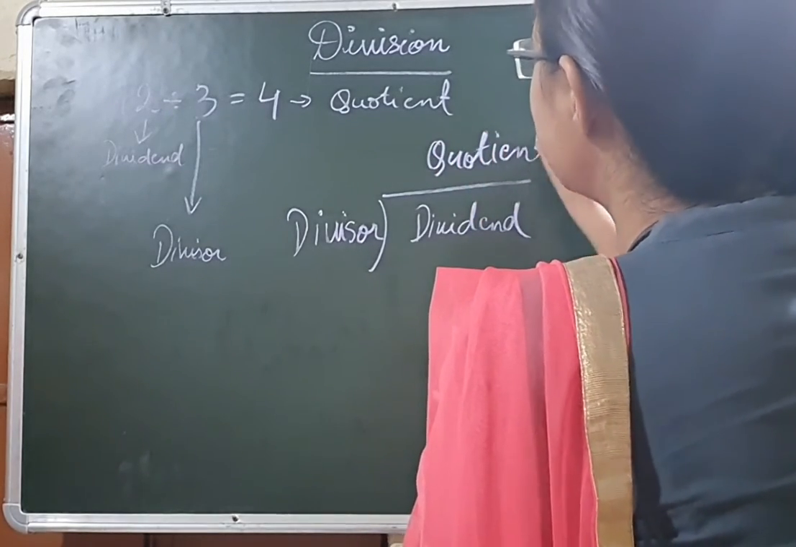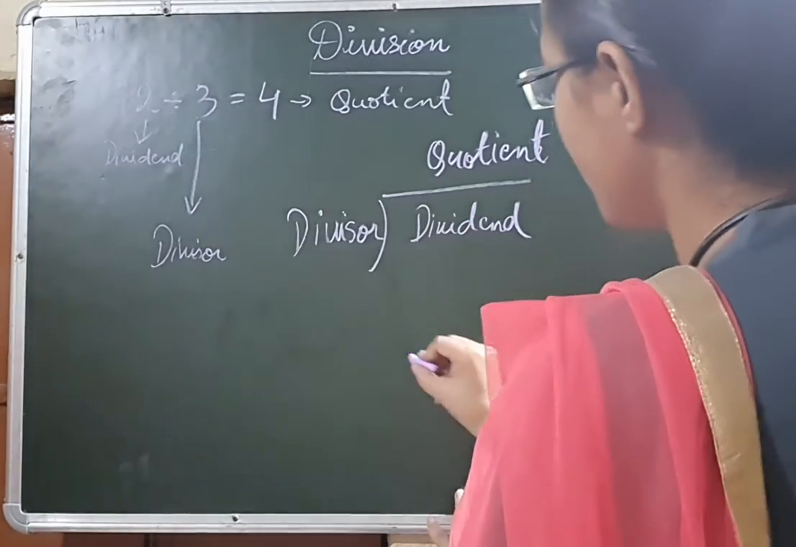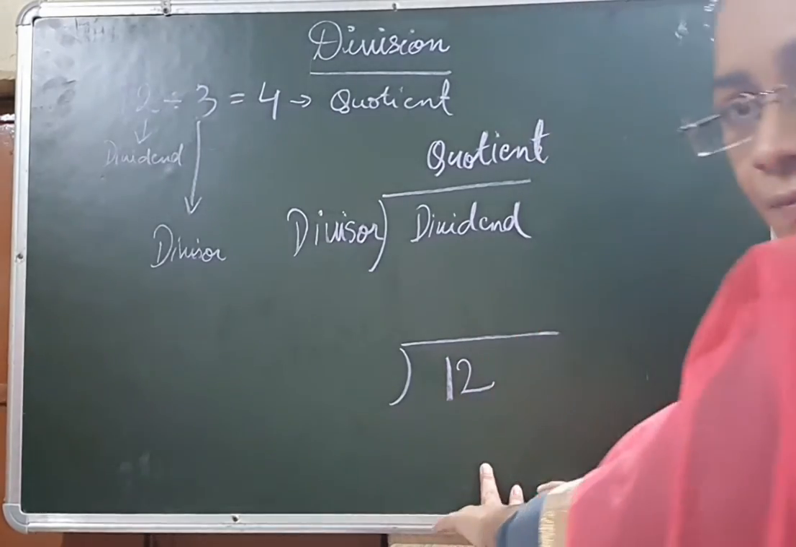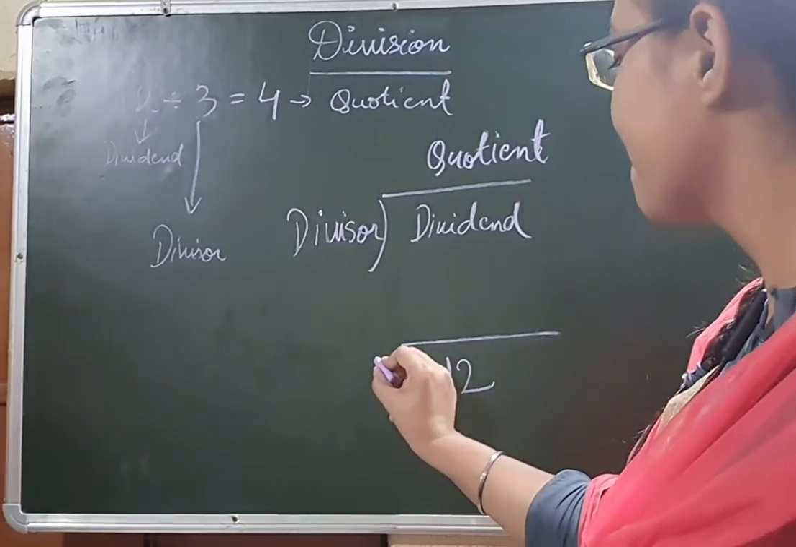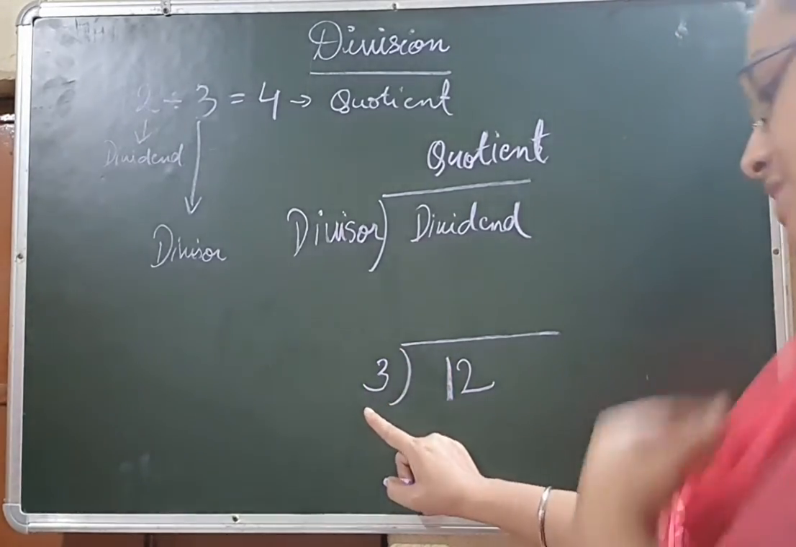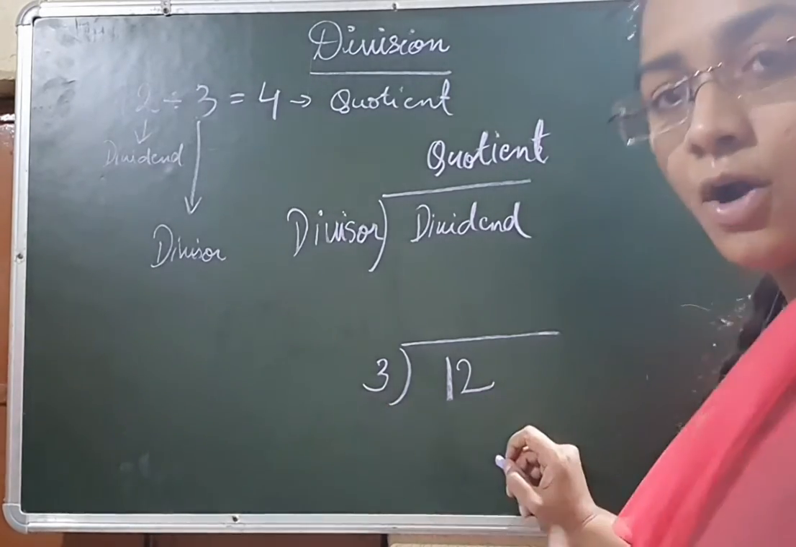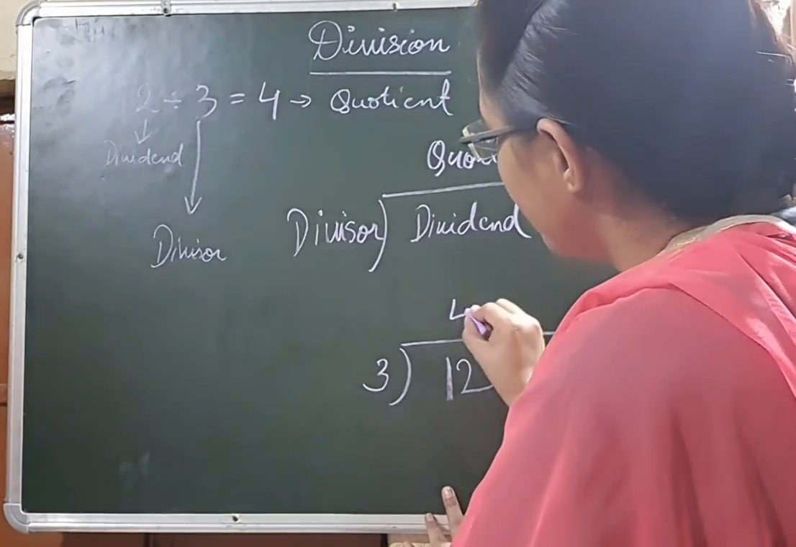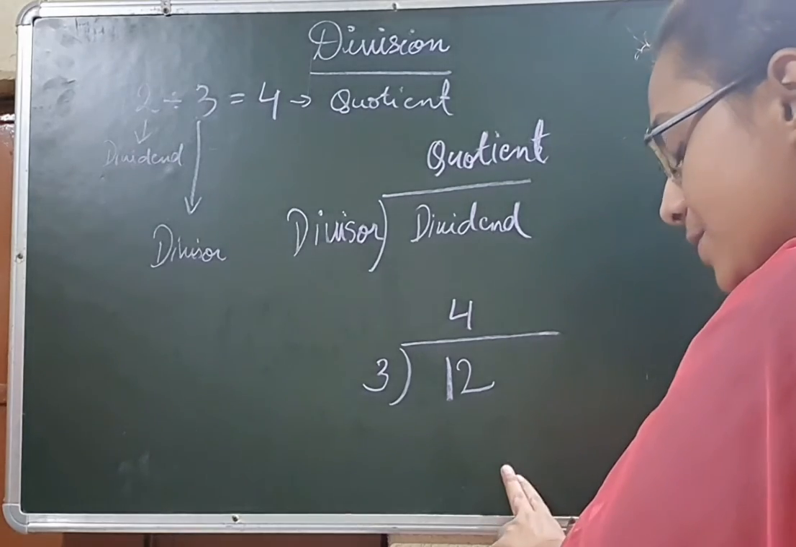Okay, as we know, 12 divided by 3 is equal to 4. So in this long division method, 12 we will write inside, and we have to divide it by 3. So when we have written 3 here, in 3's table 12 comes how many times? 12 comes 4 times. So that 4 we are going to write on the top of it. Okay, so this is the process.